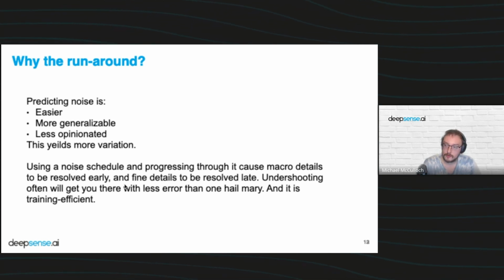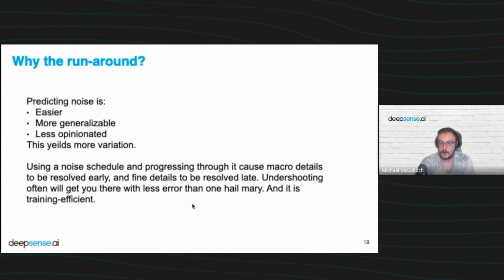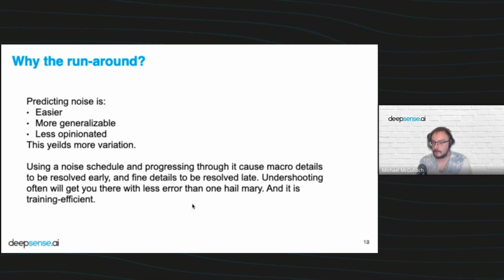A noise schedule approaches this problem of scale from a different angle, so we use both. We could train an image that was noise to image, but using intermediate steps where it's noise to clean, noise to clean, noise to clean, makes each step easier to solve for.